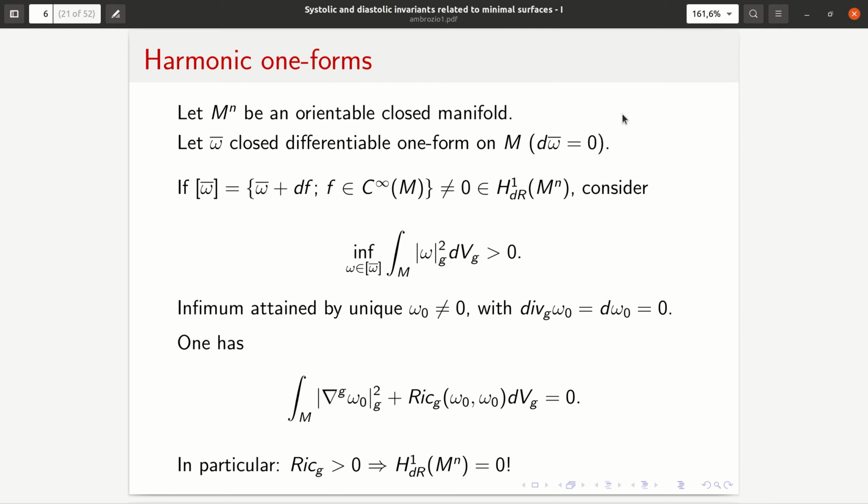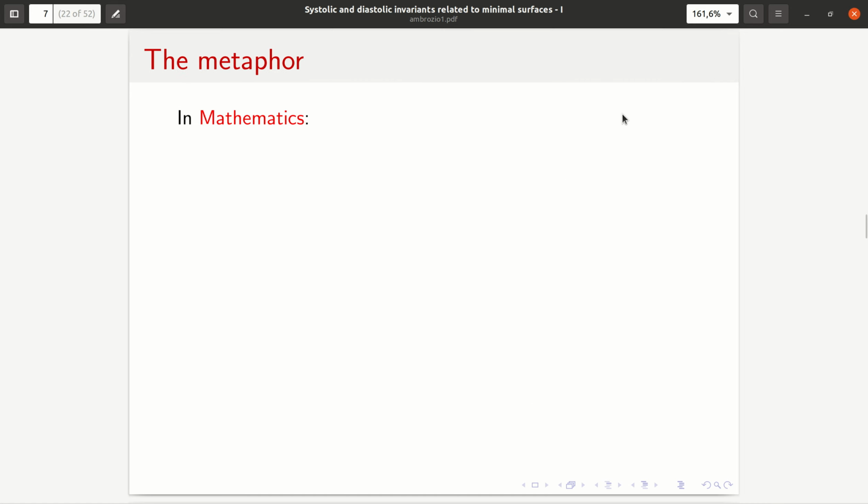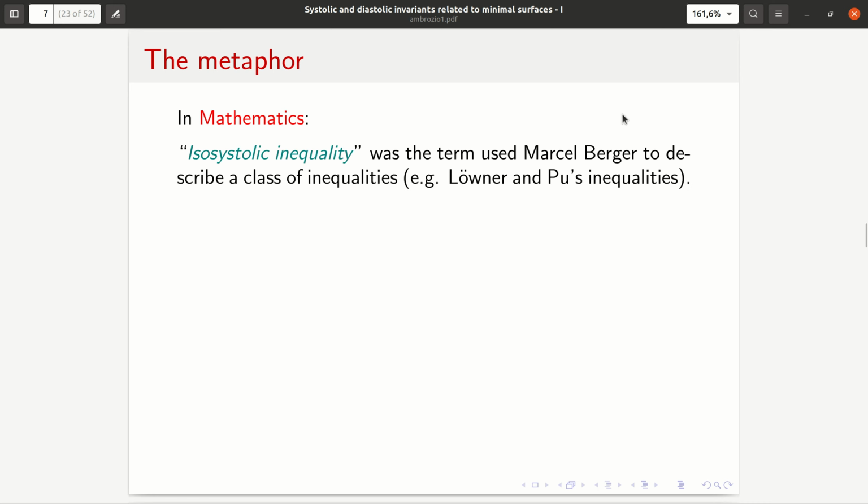Okay, so these are general ideas. Now I want to talk about a certain metaphor, a metaphor that was introduced in mathematics by Marcel Berger. So Marcel Berger used the term isosystolic inequality to describe a class of inequalities, like Pu's inequality, which we'll be talking about in video number 2 actually.